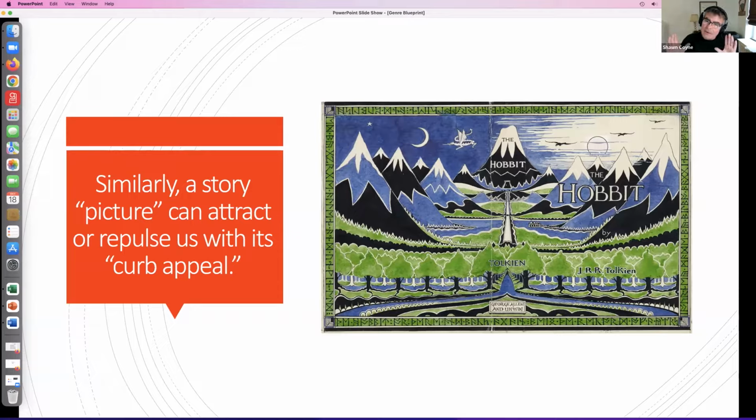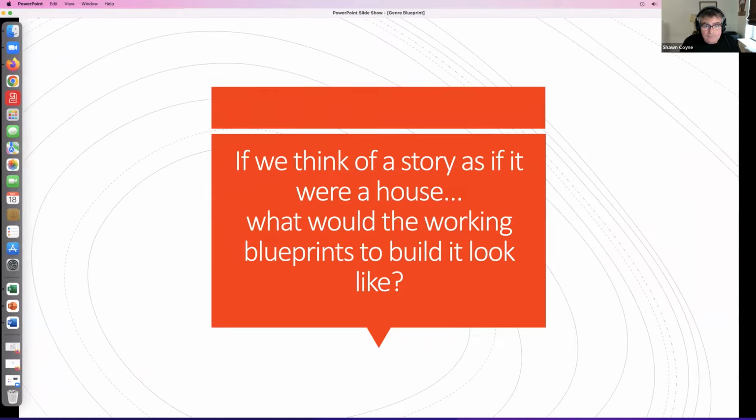All right, so that's kind of the coarse curb appeal of a story. So if we think of a story as if it were a house, let's keep doing that. What would the working blueprints to build it look like? Like, what would the blueprints be? Not just the sketch of what it's going to be, right? That's kind of where we're going with this idea.